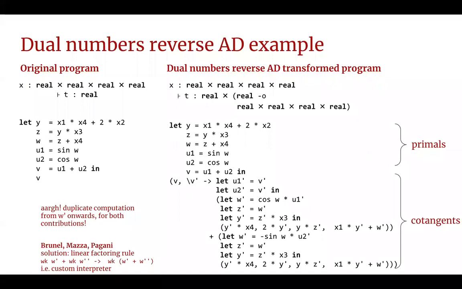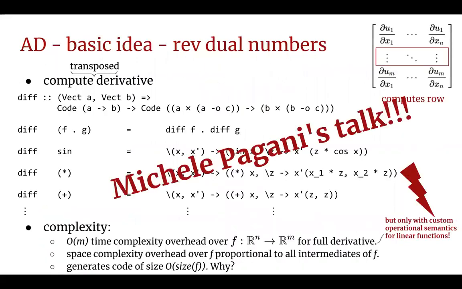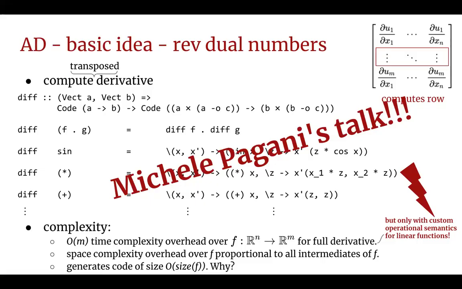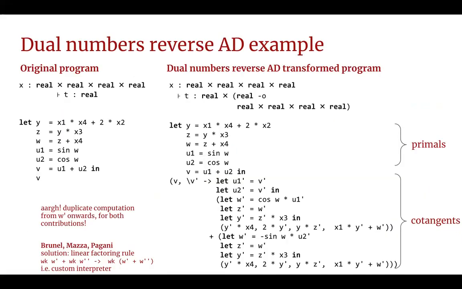infrastructure, unless we make use of a custom interpreter or something like that, that implements this operational semantics with a linear factoring rule. And that is why, in my work, I've been focusing on this other version of reverse AD without dual numbers. But it is to be determined whether this dual number version of reverse AD can be made efficient as well. And yeah, so there are two competing approaches, but this bit of code here shows how we end up duplicating the work for part of our program if we don't have this custom operational semantics, if we use this dual number version of reverse AD.